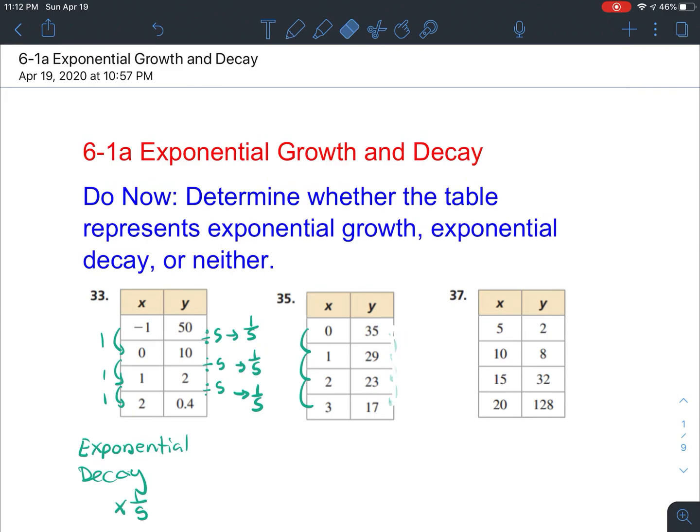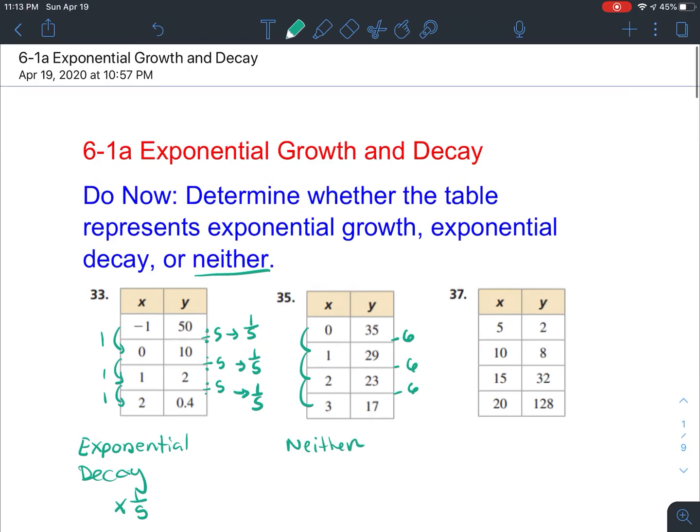So if we actually take a look at the relationship, how you get from 35 to 29, you would actually see that if we subtracted 6, we would get from one to the other. So that's going to be not an exponential function. It's neither. In fact, when we have a constant change like that, it's a linear function or linear growth. Okay, so anytime there is a constant change of addition or subtraction, it is not exponential, it is linear.